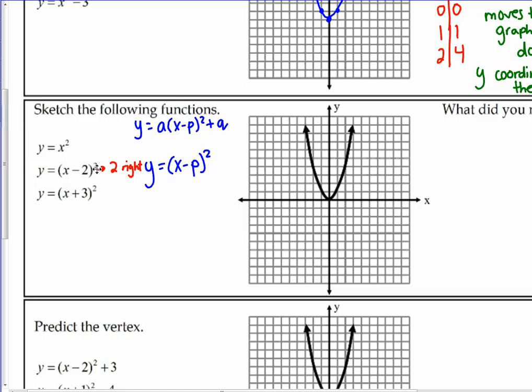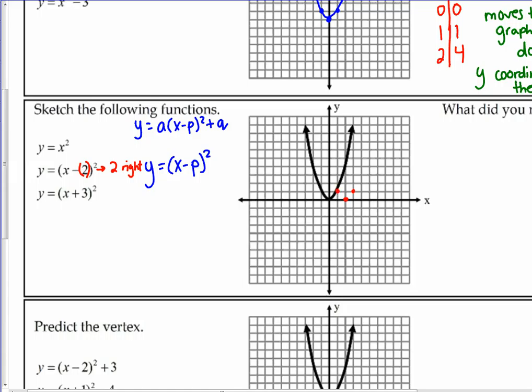Maybe, but remember that equation is x minus p. So what's your p value? It's just positive 2 because the formula is x minus p. And so p is actually going to be the opposite sign because of the minus sign in the formula. And so that moves it 2 to the right. Oh, that's not right. Clearly I should know my lefts and my rights.